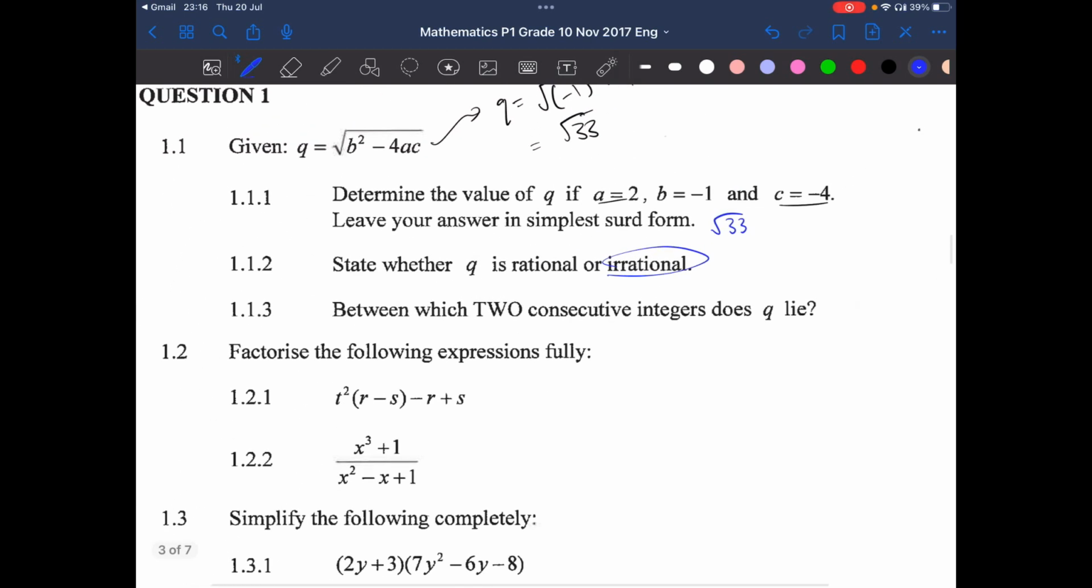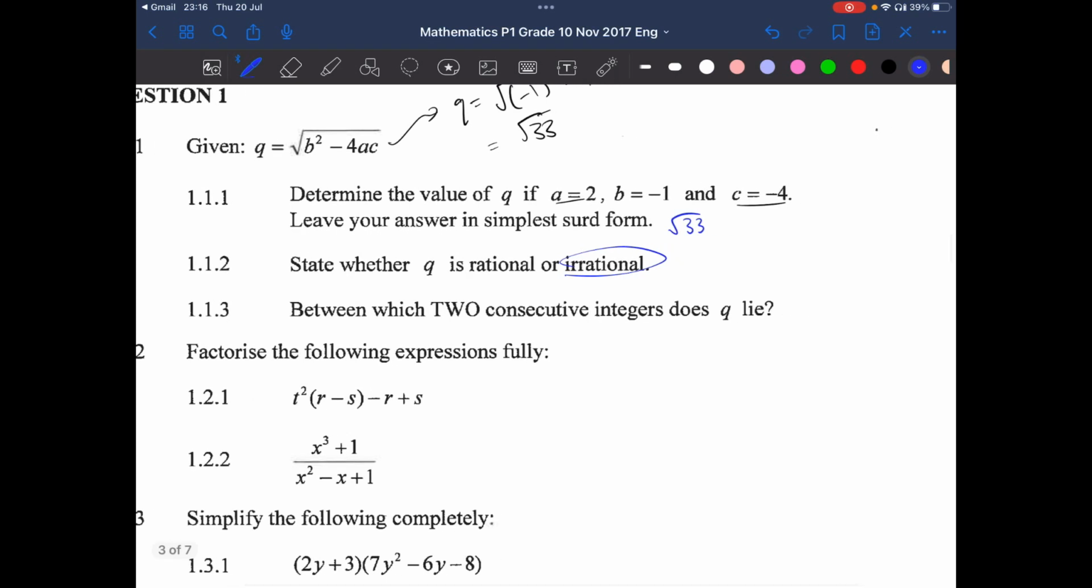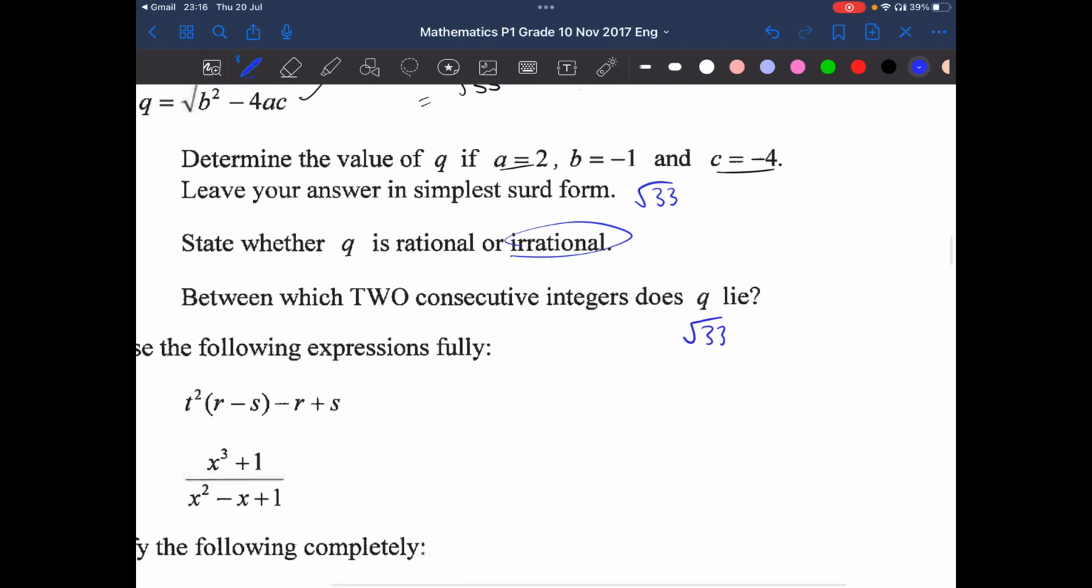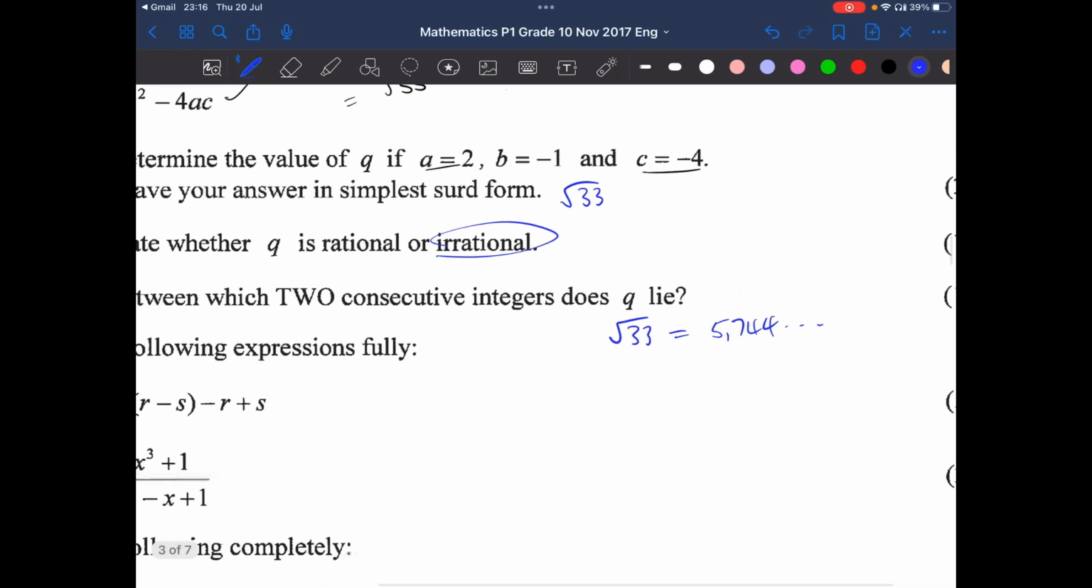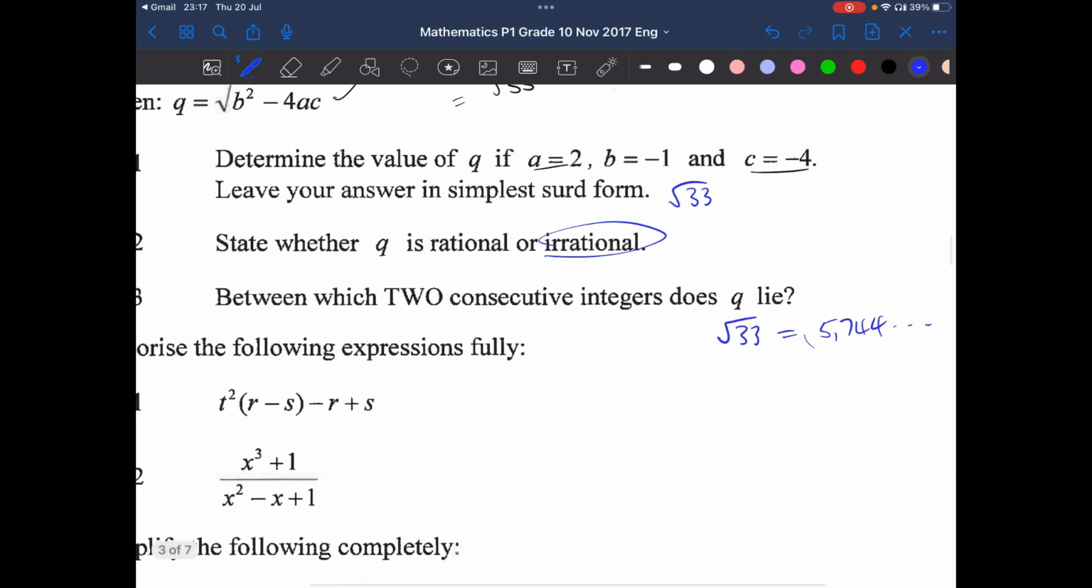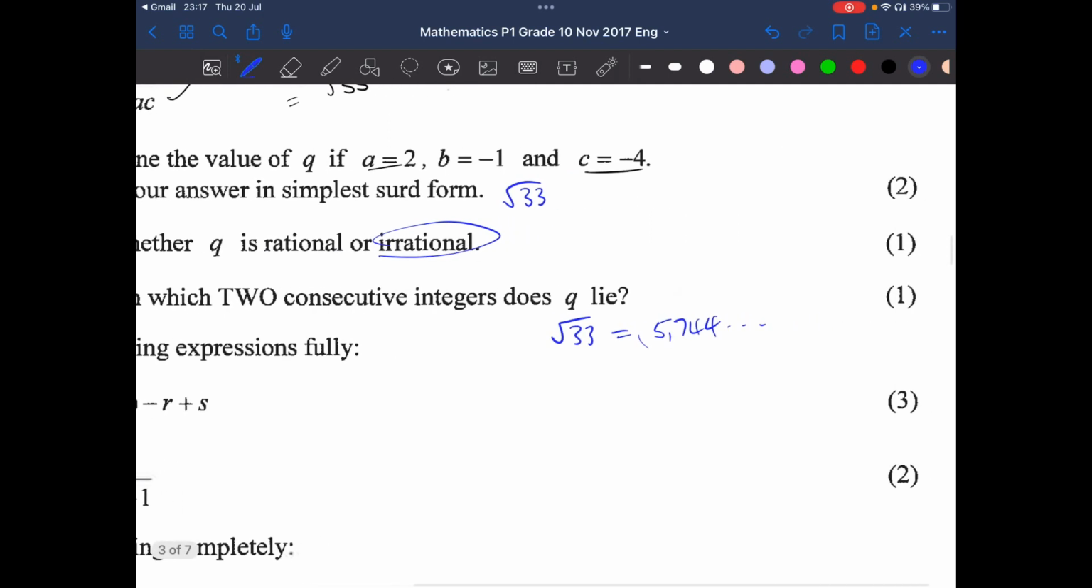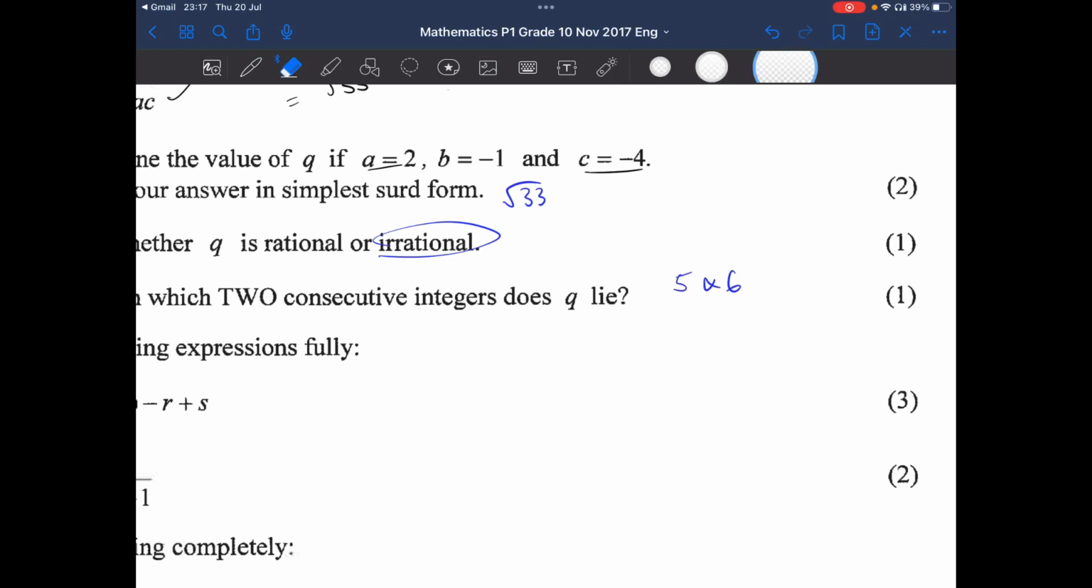Okay, between which two consecutive integers does q lie? So now you take root of 33, you put it into your calculator, and you see what the value is. If you put it into your calculator, you'll get 5.744, and then it goes on. That's another way to see that this was irrational, because the calculator spat it out not in a fraction form. But anyway, the two consecutive integers that it lies between are obviously 5 and 6.